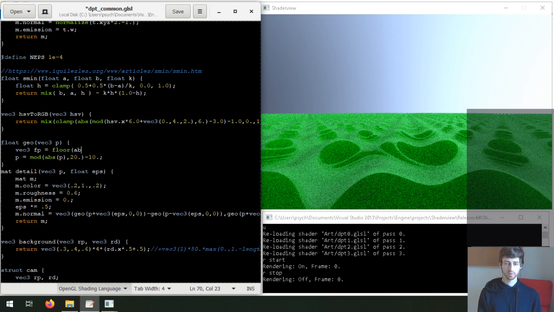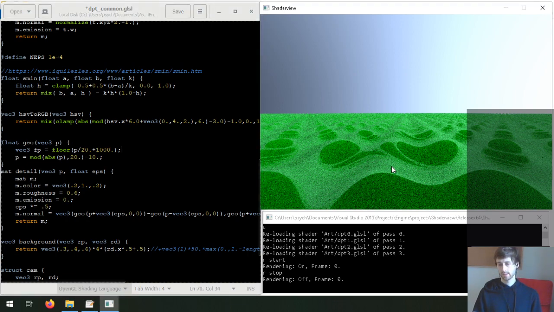So I'm going to get the floored position. This is going to be our coordinate that we use for the random sampling. And so I'm gonna do a technique here. What I used to do is I used to loop around to the surrounding randomly generated tiles and get the distance there.